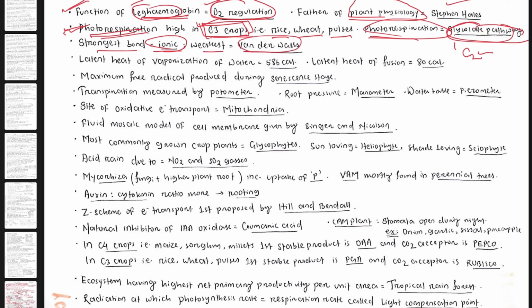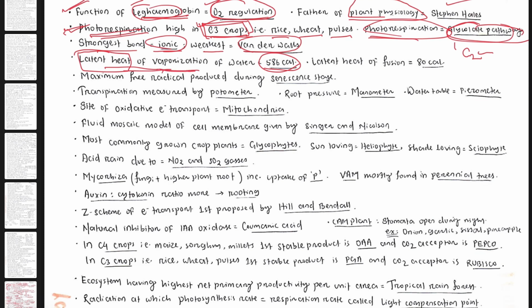Okay, latent heat of vaporization of water, that is 586 calorie. One is latent heat, one is sensible heat. What is latent heat? Latent heat means when there is a phase change, like if we boil the water, it changes from liquid form to gaseous form. So during that phase change, there is no increase in temperature. Or else if we freeze the water, it transfers from liquid form to solid form, but there is no change in the temperature, right? So in that case, that is known as latent heat.